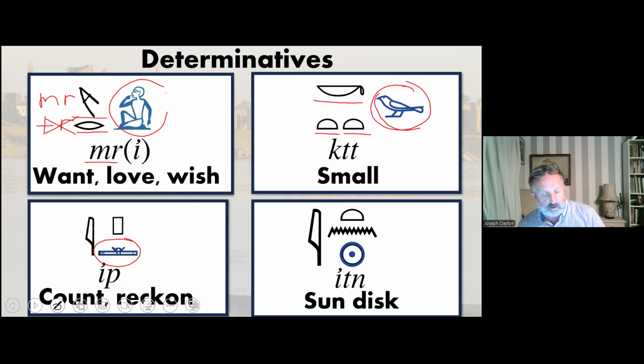So even small is relative, but small is basically smaller than a human, which I think is probably a much narrower category than big, because there are an awful lot of things which are bigger than a human. Anyway, this one shows an abstract concept, and it's spelt at the beginning with E, an alphabetic sign, and P. So, ip, count, or reckon.